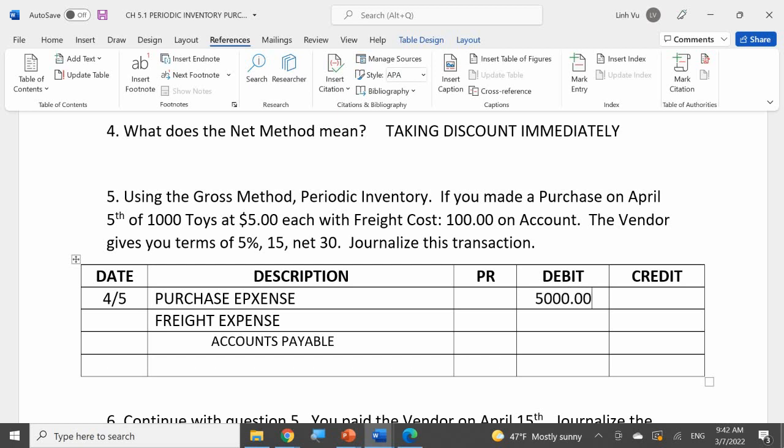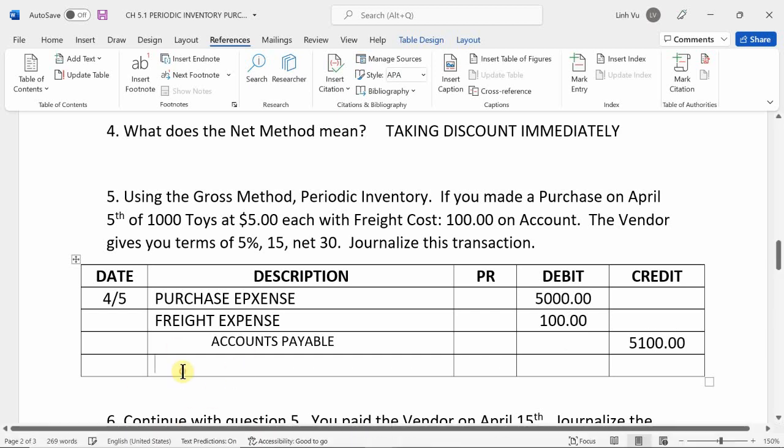$5,000, because we're using the gross method, right? We're not taking the discount yet. We're gonna wait till we pay. All right, and then the freight, $100, which will give us a total of $5,100.